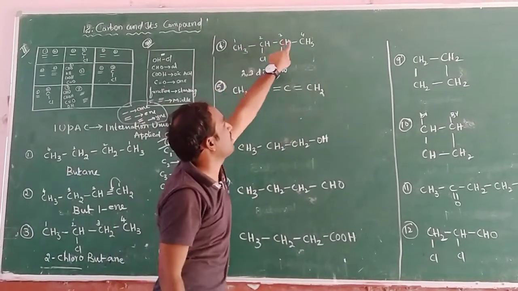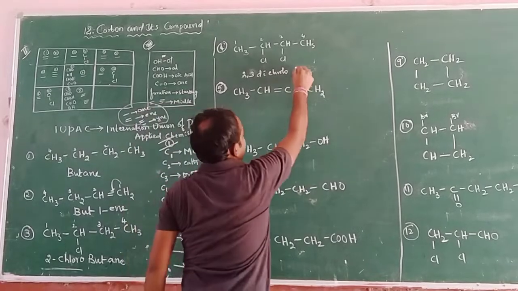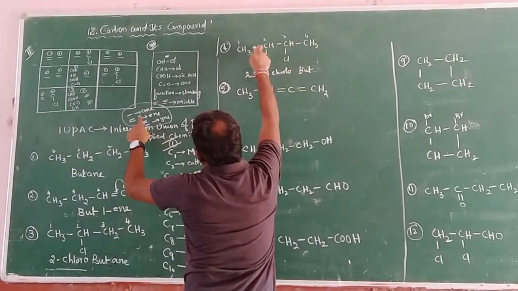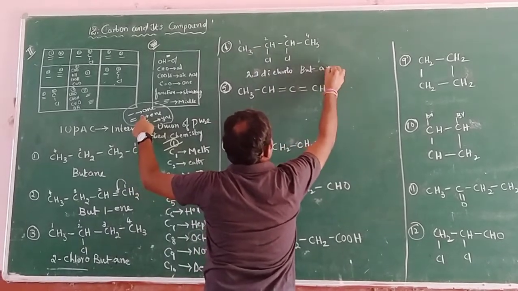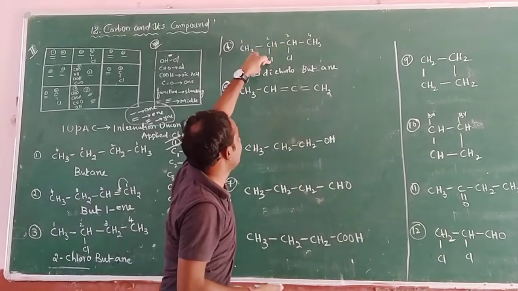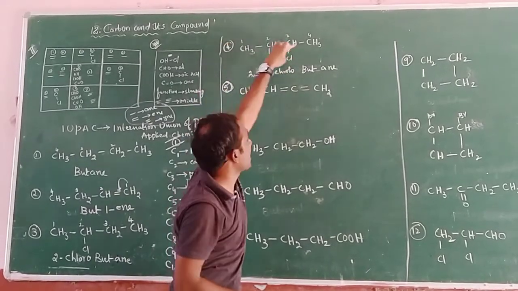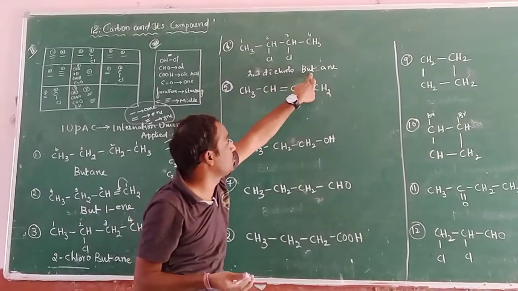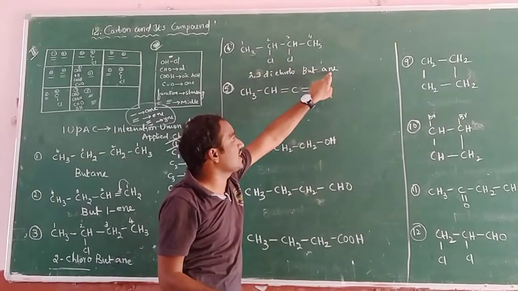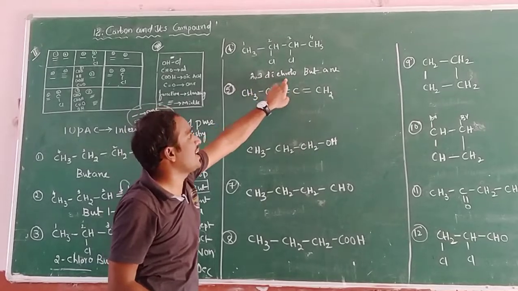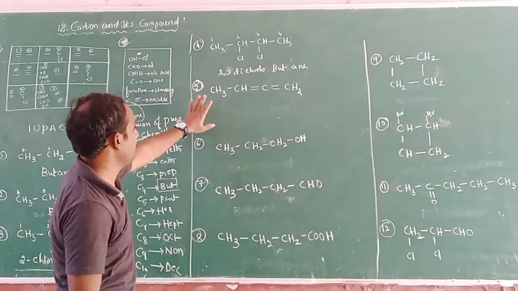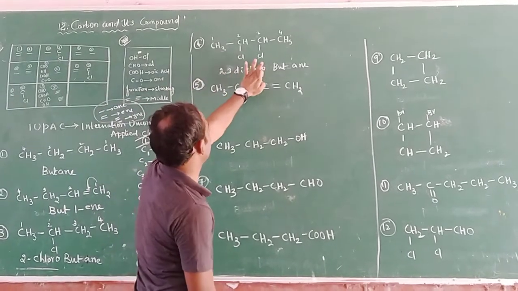Carbon, how many number of carbons? 4. Carbon, if it is 4, that is bute. Carbon which part do we have? Single one. That is A. So here 2, 3 dichloro. Number of carbons 4. That is bute. Carbon which bond do we have? Single bond. That is A. 2, 3 dichlorobutane.